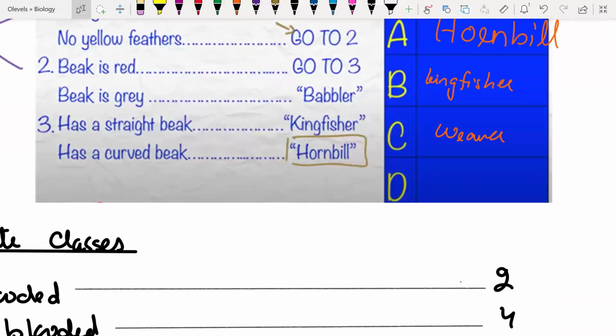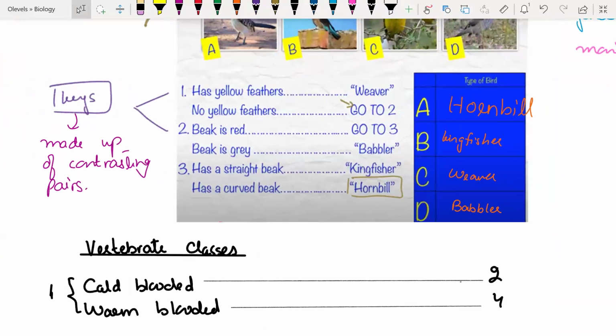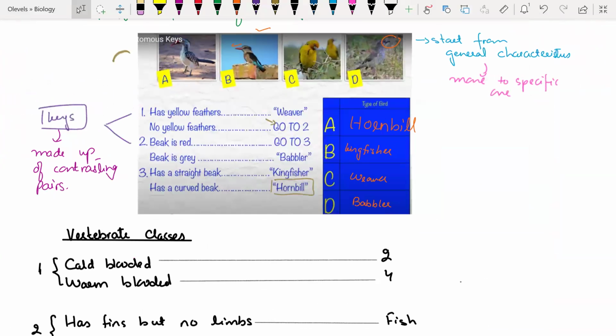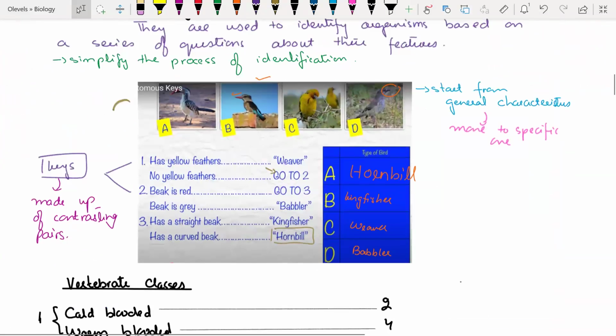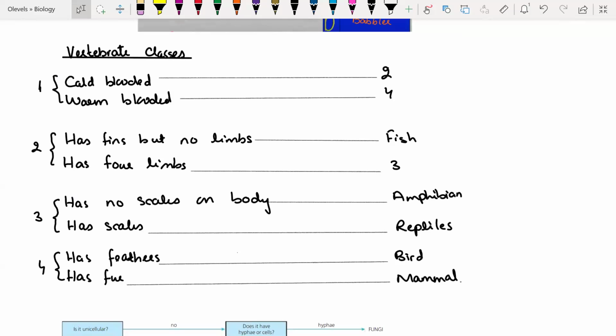Gray beak means that it's a babbler. Got it? So that's how, by using the different keys present in this image, you can find out which species this bird belongs to. So that was all about this example.